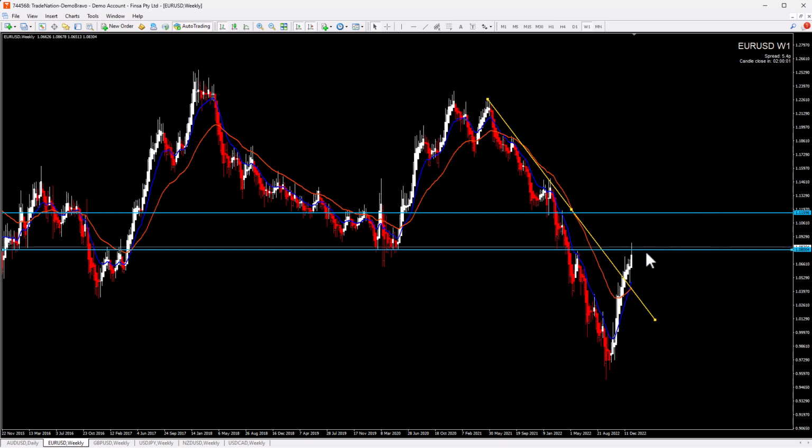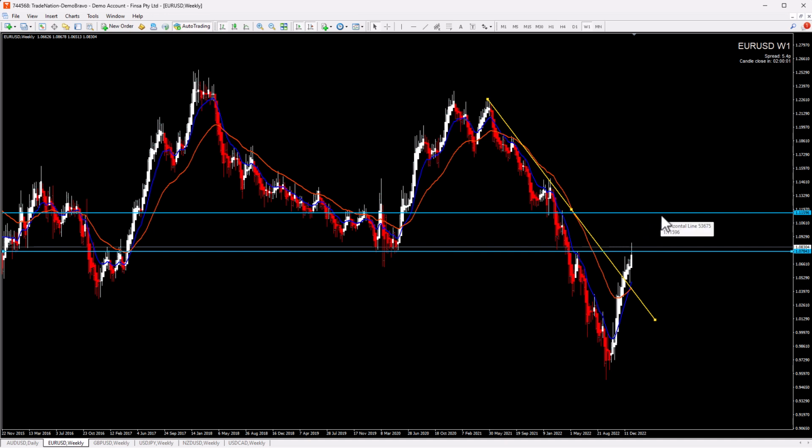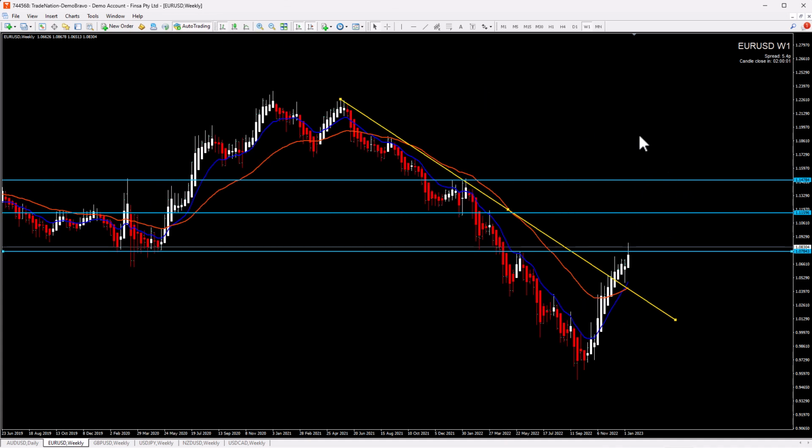So if this is broken and price really would like to continue to go up, we might have continuation to this level, and then of course to the next area of the weekly chart. Yes, this is it. And in terms of the support zone on the weekly, this is what we have.